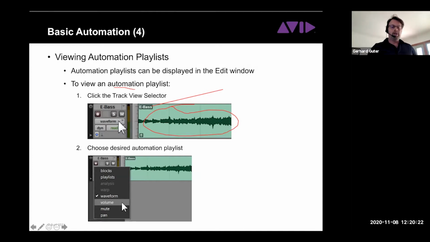So you would switch from right here, that's our track view selector, to volume, and then you're going to see just the volume, overlaid atop a grayed out waveform, but you'll only be able to make changes to the volume at that point. All right, so moving on.